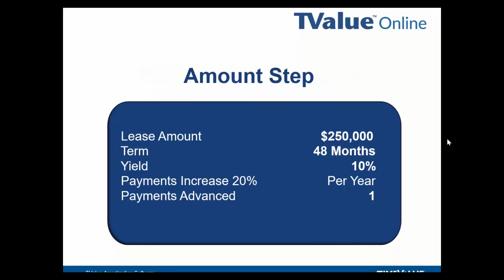Another way to play with the numbers and manipulate them a little bit is doing an amount step. An amount step allows you to step up the payments over a period of time. And let's say we have a 4-year deal. We'll do a $250,000. I want to keep you guys awake. And we'll do a 10% deal. And we're going to step it up 20% a year. So we're going to increase the payments a little bit. So we're going to keep it low at the beginning and then move it up and back end it a little bit.